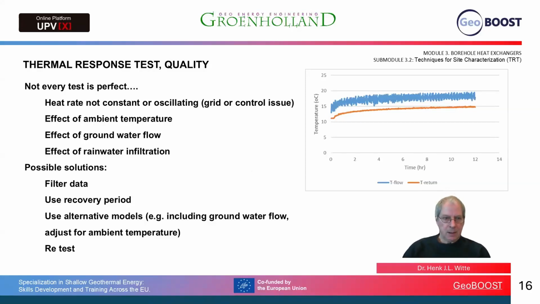Right. The quality of a thermal response test. In the previous graph, we saw really ideal test data, let's say, but often not every test is perfect, and often we have some kind of problem, or sometimes we have some kind of problem. For instance, here we can see that the control of the power injection was not able to keep it really constant, and we get all these oscillations in the blue line, which are pretty wide. So this is one problem we can have, the heat rate not being constant or oscillating.